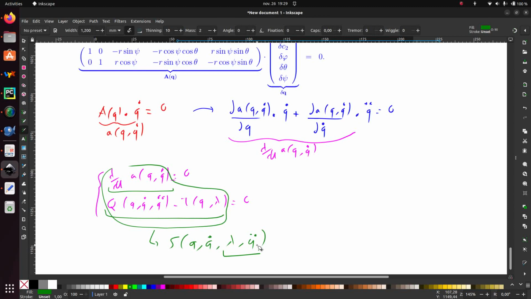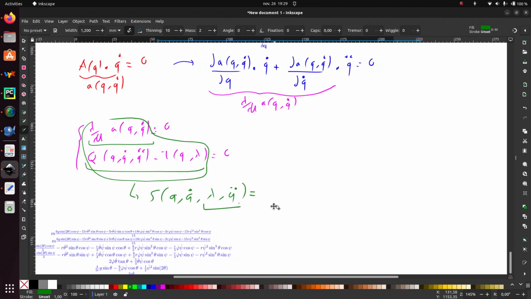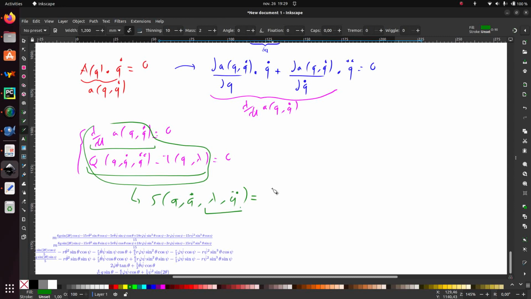So since I am linear, I see that S can be written into the form m of q, q dot multiplied by lambda and q dot dot, due to the fact that I am linear in lambda and q dot dot, minus something, I will call it b of q, q dot.